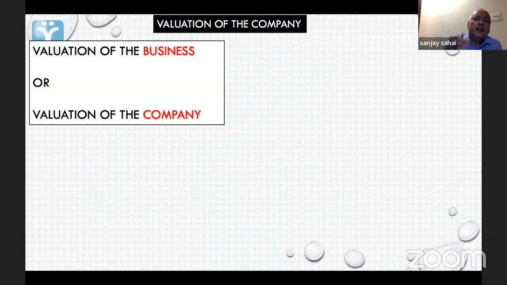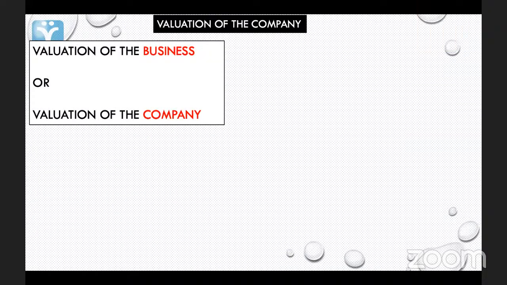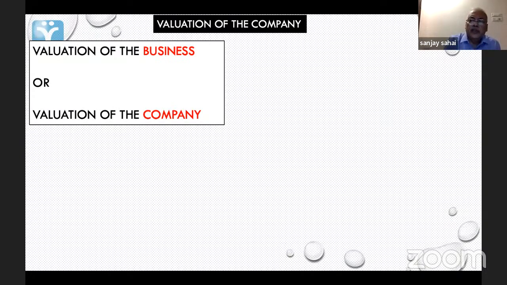Now, I just want you to understand this from a balance sheet perspective. Valuation of business, valuation of company. What is the difference between business and company? Anyone?